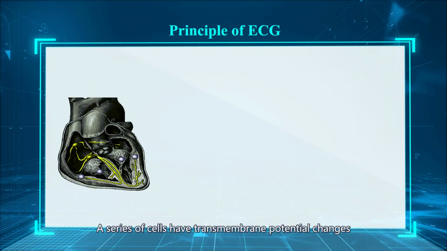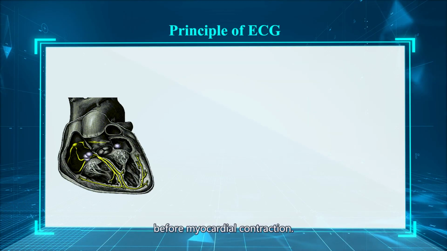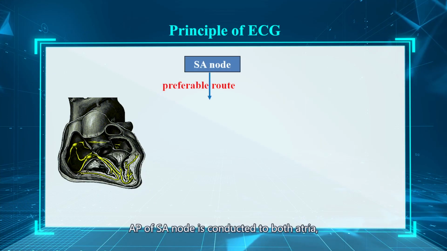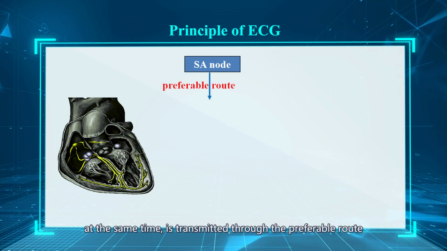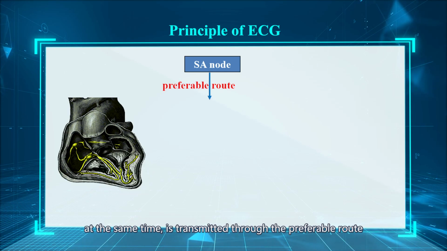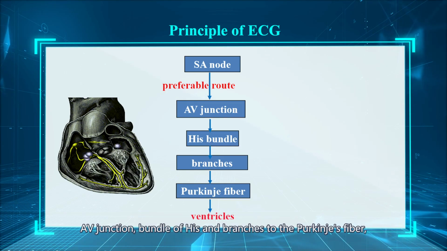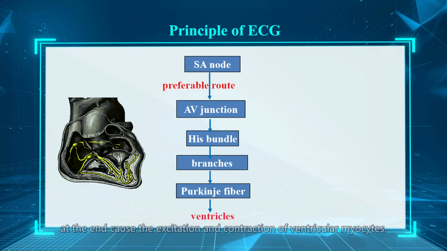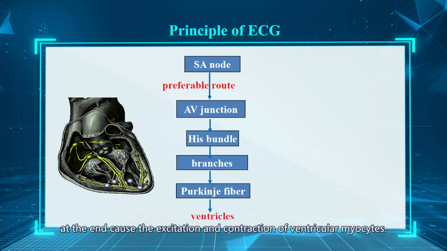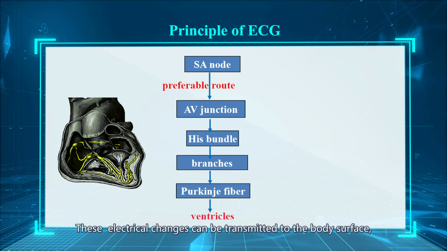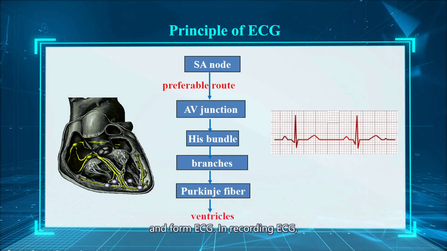A series of cells have transmembrane potential changes before myocardial contraction. Action potential of the SA node is conducted to both atria. At the same time, it is transmitted through the preferential route, AV junction, bundle branch, and branches to Purkinje fibers. At the end, it causes the excitation and contraction of the ventricular myocytes. These electrical changes can be transmitted to the body surface and form ECG.